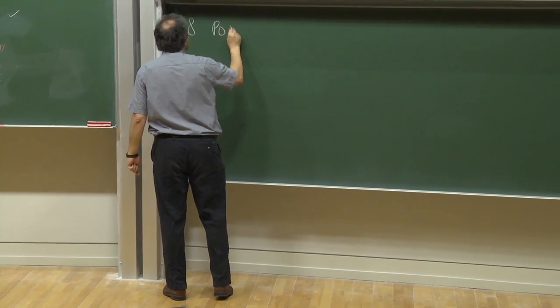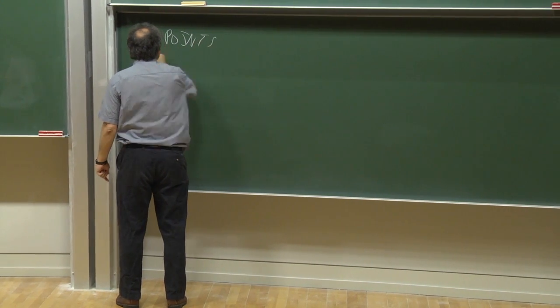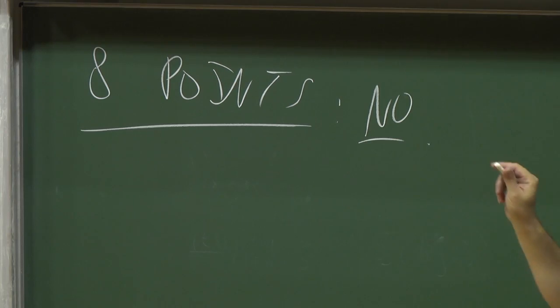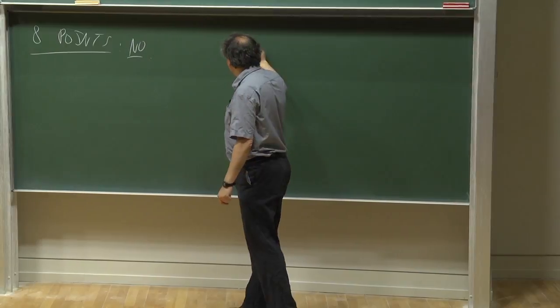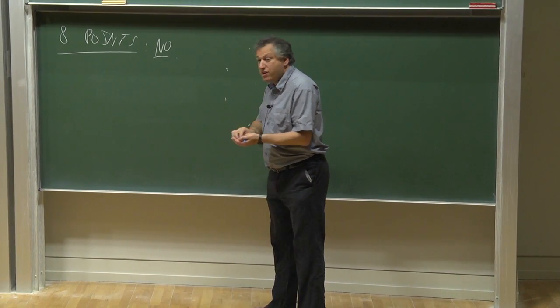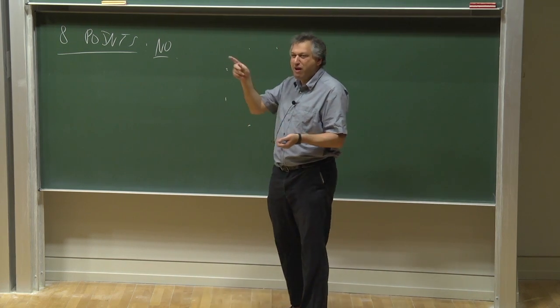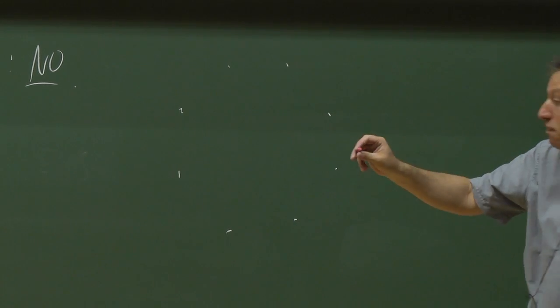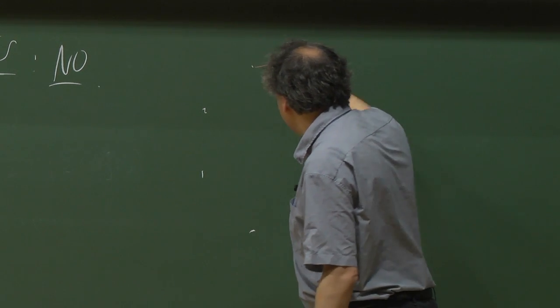So 8 points. The answer is no. So we try and draw a picture. So I'll try and draw 8 points sort of around a circle. And I'll tell you, okay, I can't draw. I'll draw the reds. I'll leave the blues undrawn. So we're going to go around the outside in red. So it's an octagon thingy.